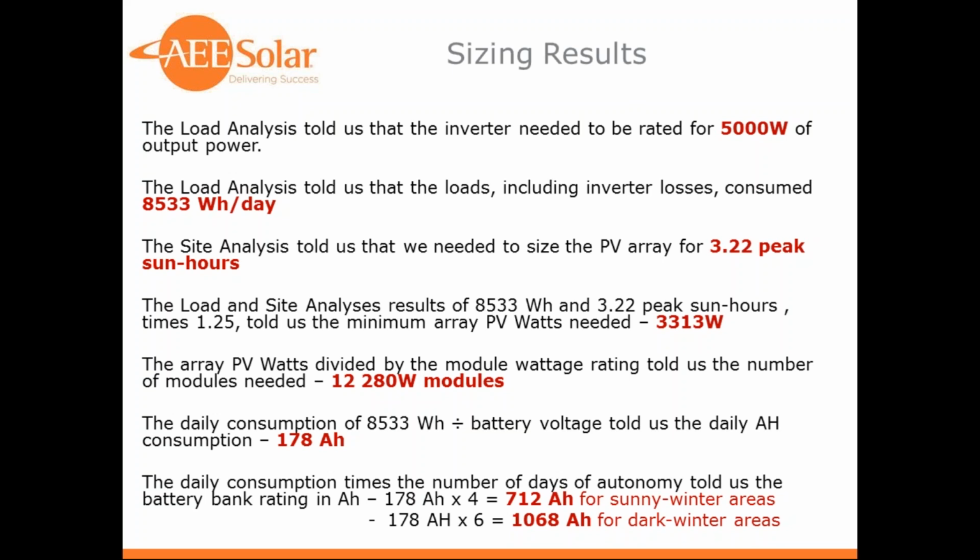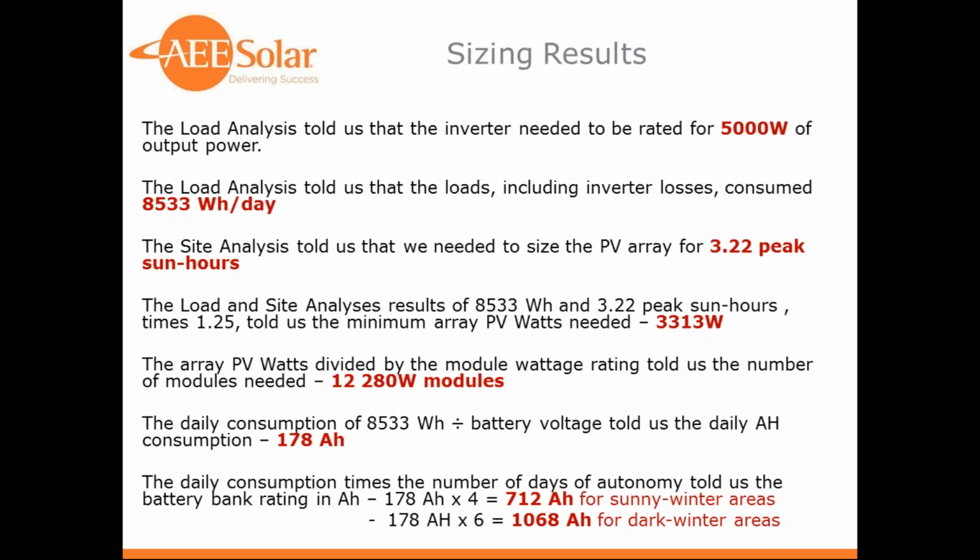The energy consumption told us that we would have a daily draw from the battery of roughly 178 amp hours. And the daily consumption times the number of days of autonomy told us that the battery bank rating should be somewhere between 700 and 1,200 amp hours, depending on the location, the length of winter storms, the periods of time that you need to store energy in a battery, when you don't have production.